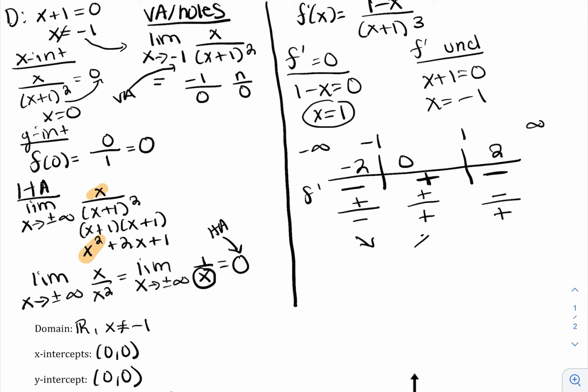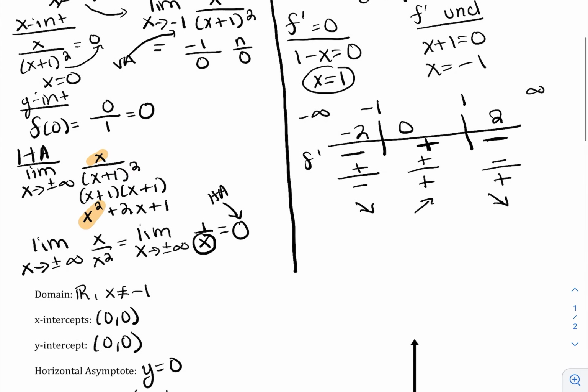All right, so I'm decreasing, I'm increasing, and then I'm decreasing, which means that you might think that you could say that this is a min, but remember, -1 is only a partition number. It's not part of the domain, so it cannot be a minimum. However, 1 is part of the domain, and because it goes from increase to decrease, it will be a max. And I have to find the y of that.